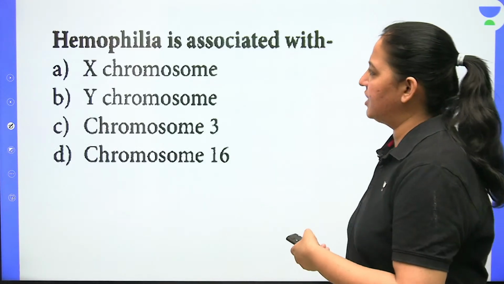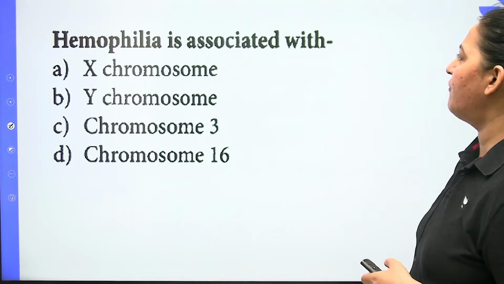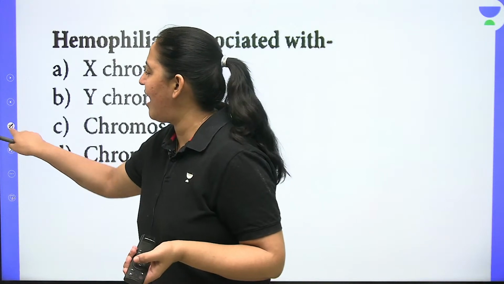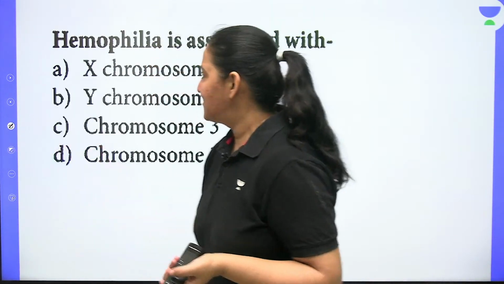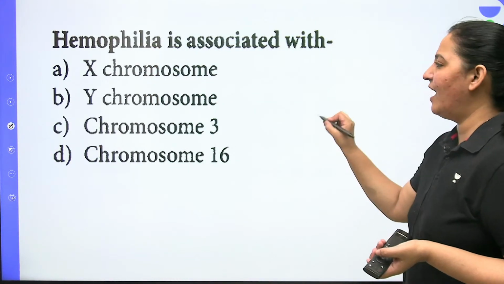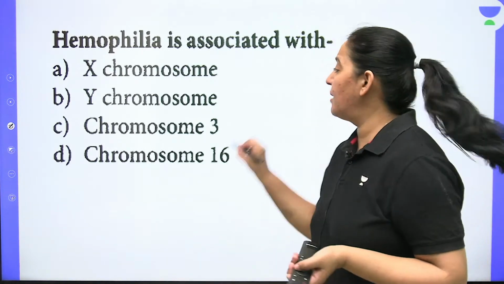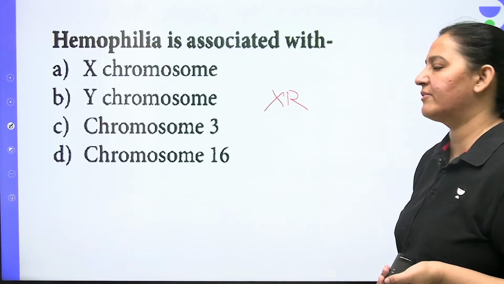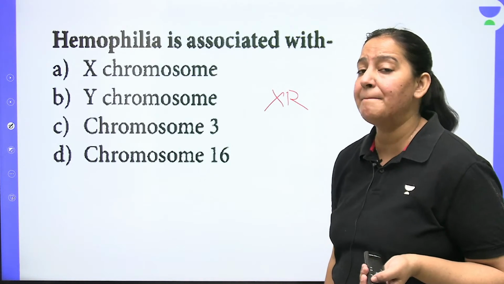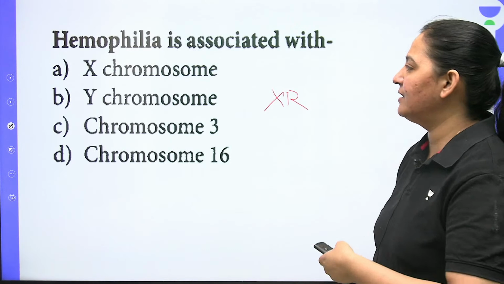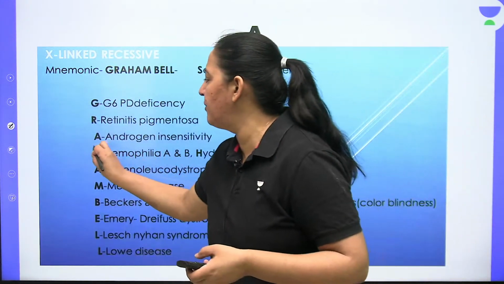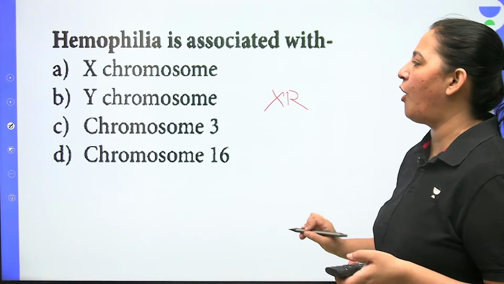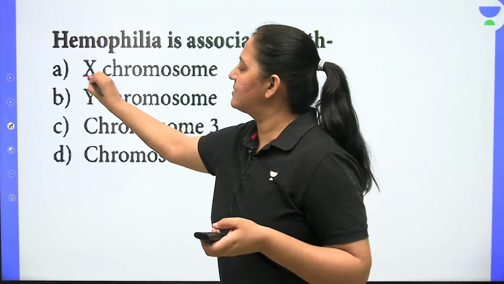Let me move on to the next question. Hemophilia is associated with which chromosome? I guess it is a baby question and everyone knows the answer. So hemophilia, where does it come in which mnemonic? It is coming in X-linked recessive. What is the mnemonic of X-linked recessive? It is Graham Bell. This is the H of Graham Bell, hemophilia. Hemophilia A as well as B, both are examples of X-linked recessive. So of course the answer is X-linked recessive.